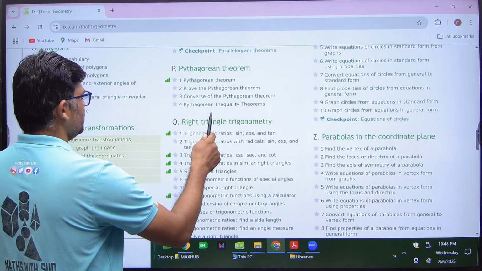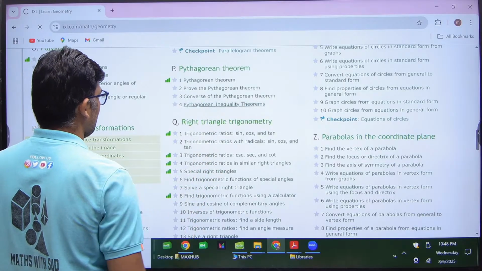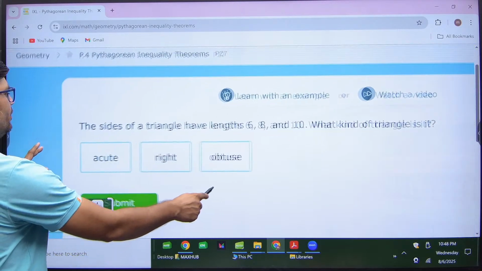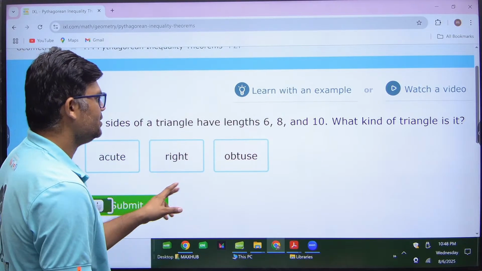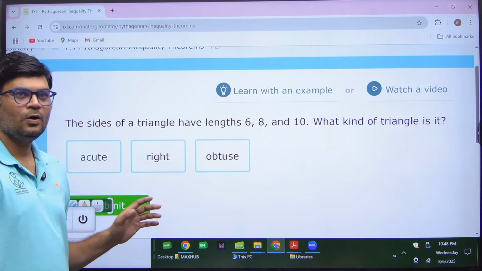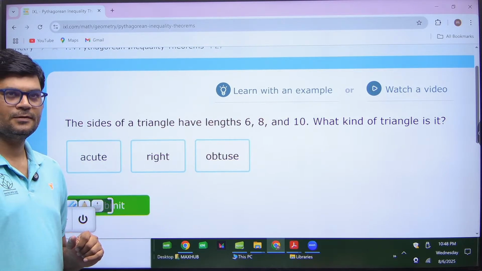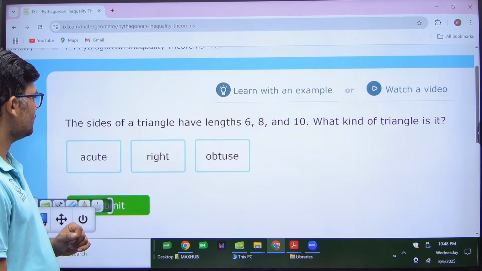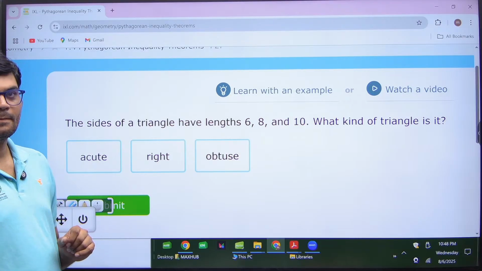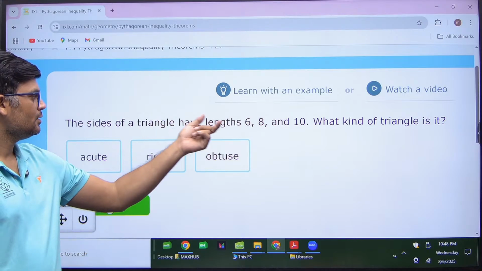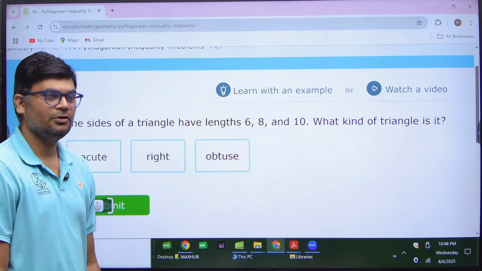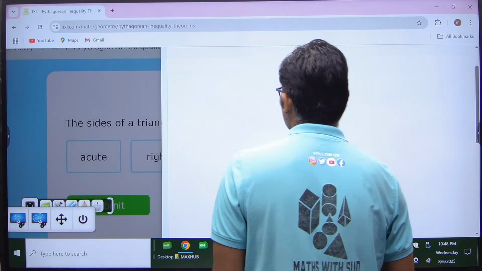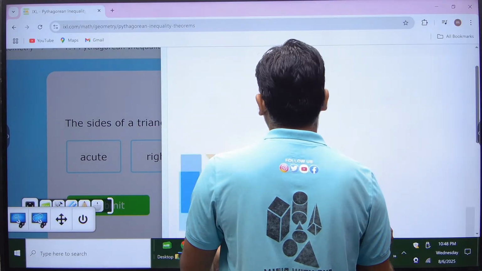Converse of the Pythagorean inequality theorem. The sides of a triangle have the lengths 6, 8 and 10. What kind of triangle is it? You have to check the squares. Let us see how they are asking us to find the kind of triangle.